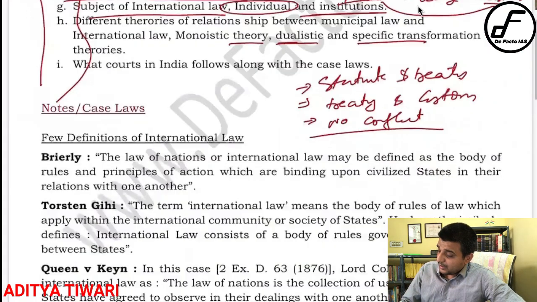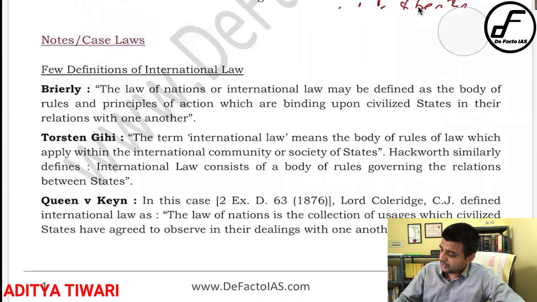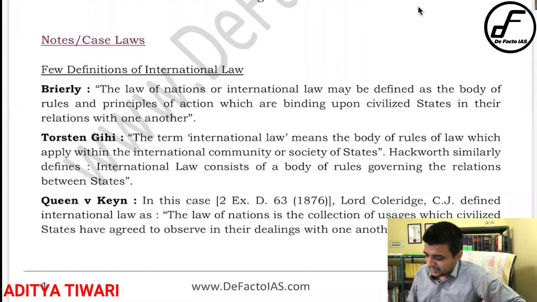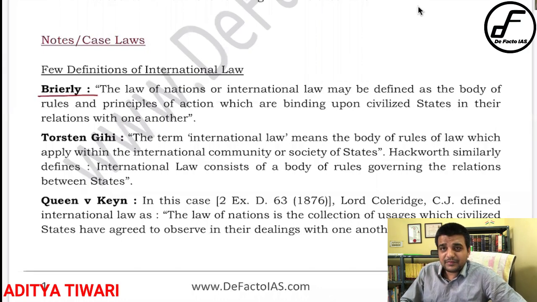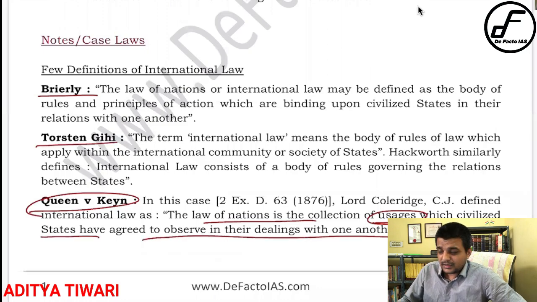Not required. Now let us see some of the concepts. Mostly the concepts I have given here. See the definitions. I've given the definition of Bradley. Torsen Gehi is a very famous Japanese international lawyer. A case in which the court says that the law of nations is a collection of uses which civilized states have agreed to observe in their dealing with one another. See here, uses. Now, if there is a question in relation to custom, you can say that the British courts have defined international law in light of custom and uses. Then this definition should be cited.